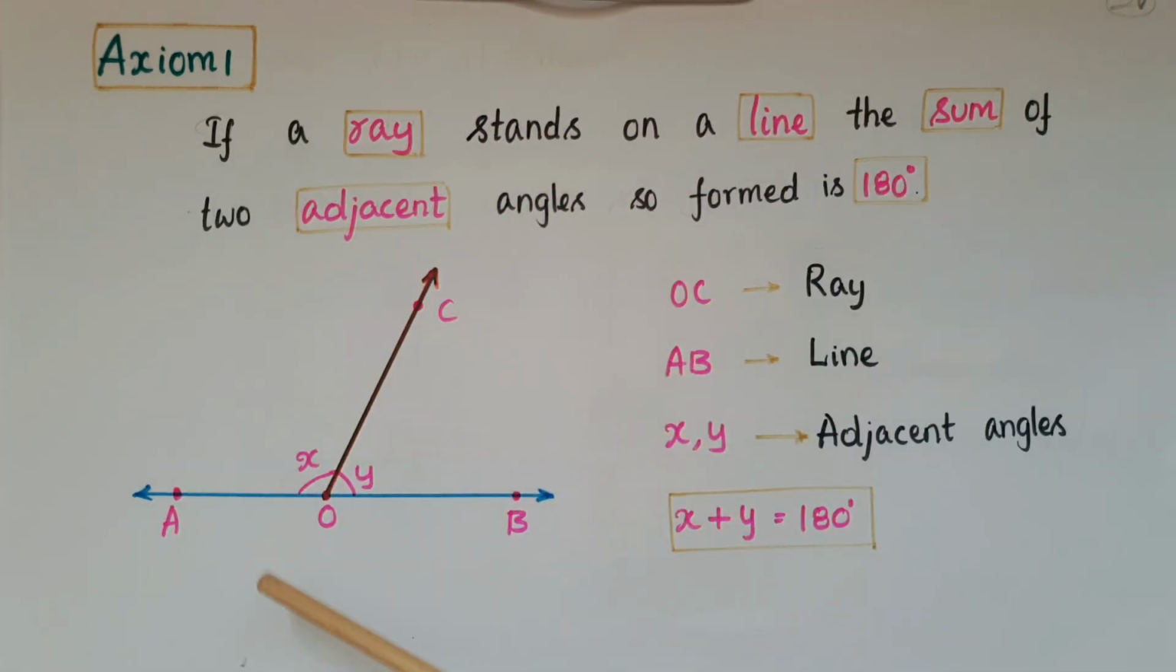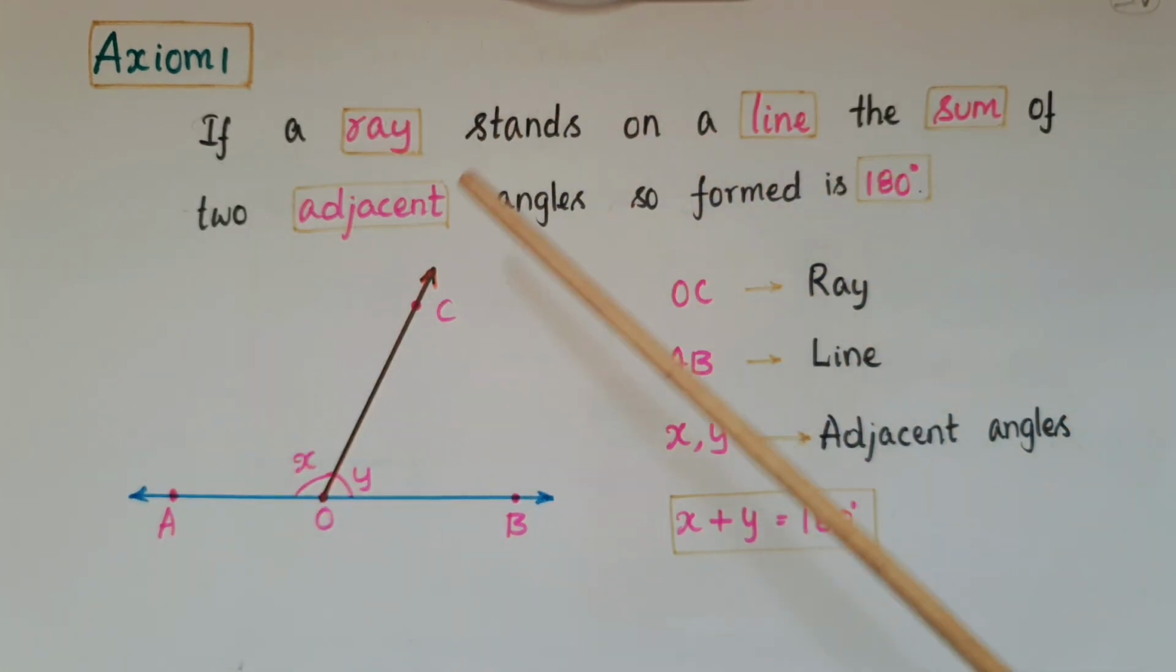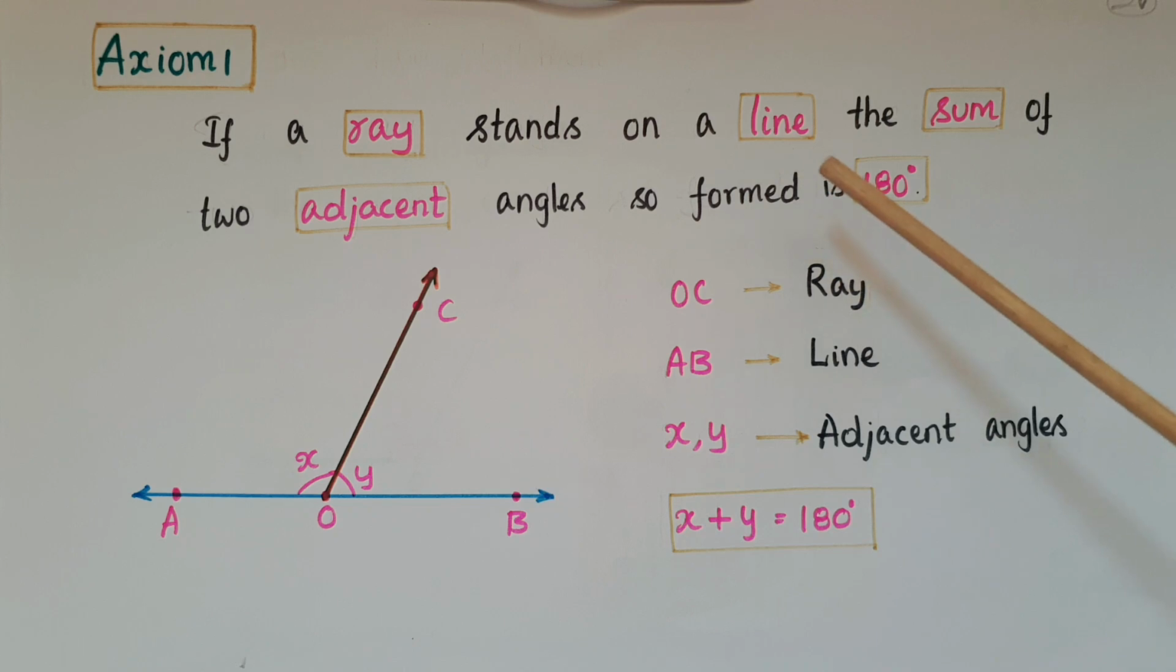If you see this figure, a ray OC stands on the line AB and here two adjacent angles are formed. Those are x and y. So here the ray stands on the line AB. So the sum of these two adjacent angles is 180 degrees. So here x plus y is equal to 180 degrees. So here axiom 1 is, if a ray stands on a line, the sum of two adjacent angles so formed is 180 degrees.